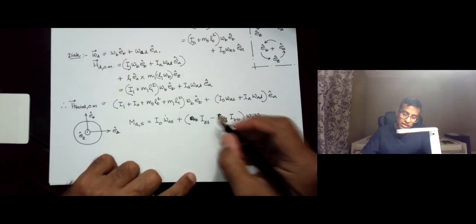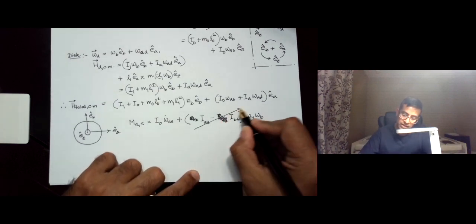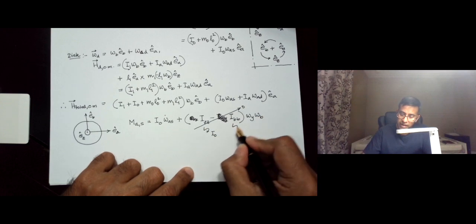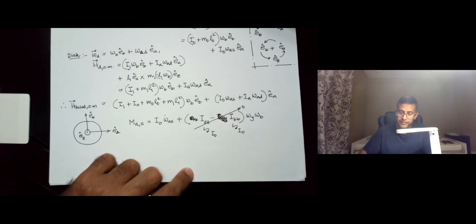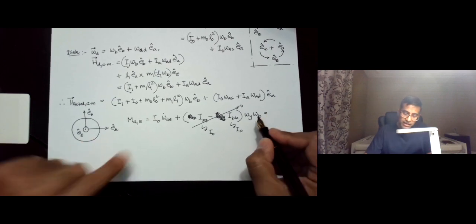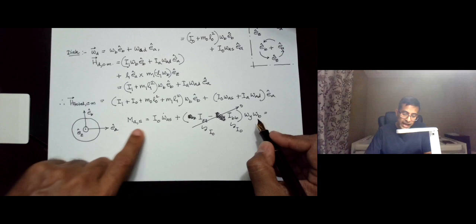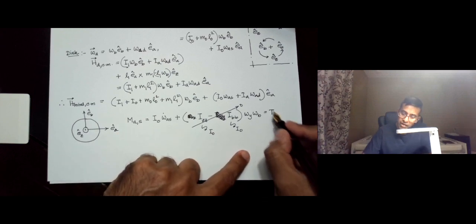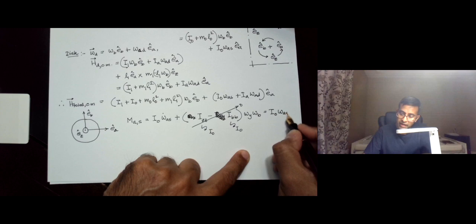Now in this case, note that this whole term is equal to 0, because IZZ is IO and IBB is also IO. Okay, so what we have is that the moment in the axial direction on the sphere is equal to IO times omega AS dot.